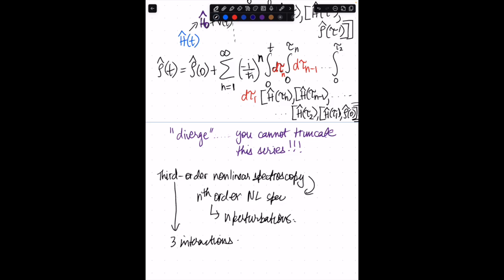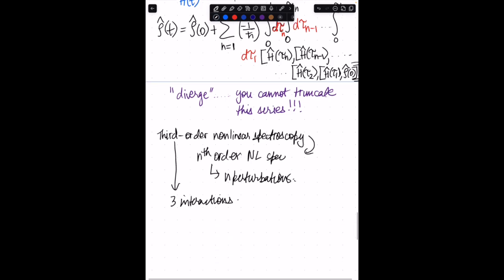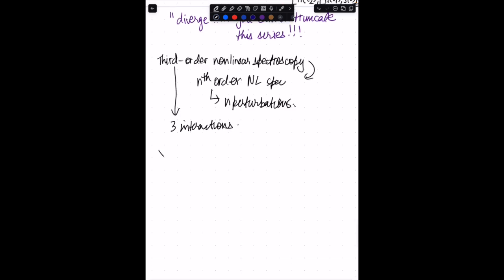So you want to derive a series which converges and then you want to pick out only the third order term from that series to calculate your third order nonlinear response. In that case, you are accounting for the three light-matter interactions and you are getting the response of your system to the three light-matter interactions using time-dependent perturbation theory. So how can we do so? You use the interaction picture.